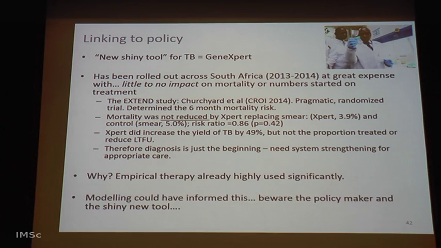So because empirical therapy was already in place, modeling could have informed this. If this paper had been stronger in its conclusions, or had modeled using South Africa data, or had even done better at interacting with policymakers. I'm not quite sure what they did in terms of interacting, but it's been very interesting to watch what's happened in South Africa and compare it to what the modelling would have predicted. And yeah, I would just say beware the policymaker and the shiny new tool.